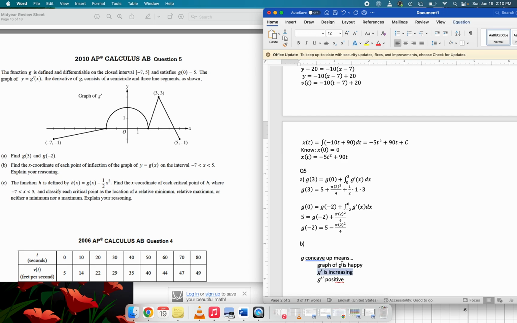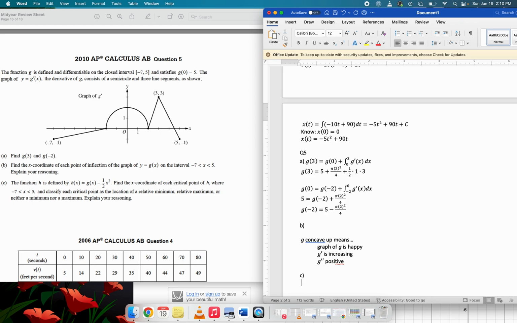So an inflection point of G is a place where G prime, this graph right here, switches between increasing and decreasing. So when does that happen? At 0, right? And then again at 2, and then again at 3. I think that's it, right? It switches between increasing and decreasing. Yeah, here, here, and here. Cool, cool.